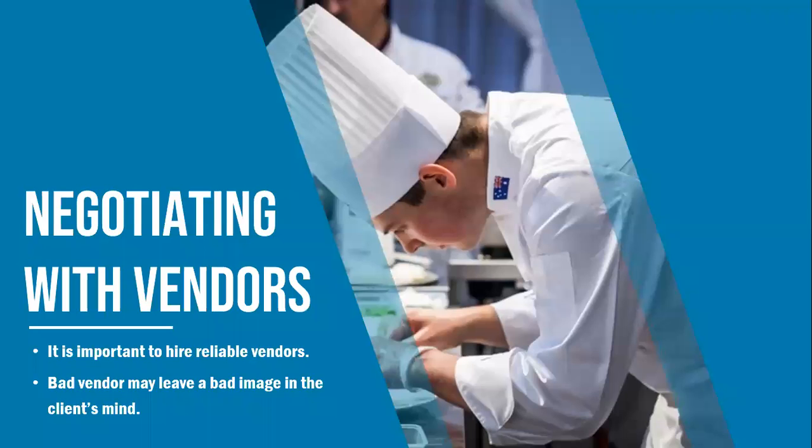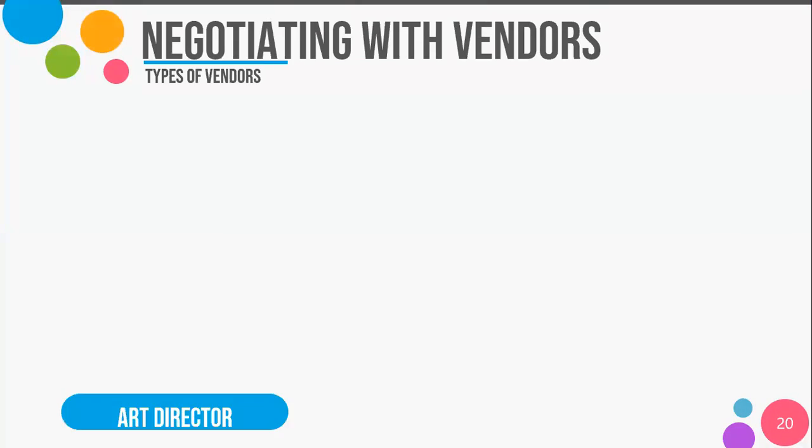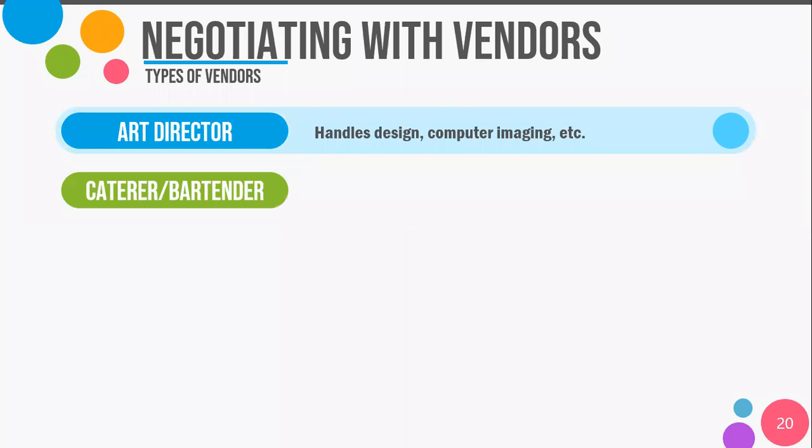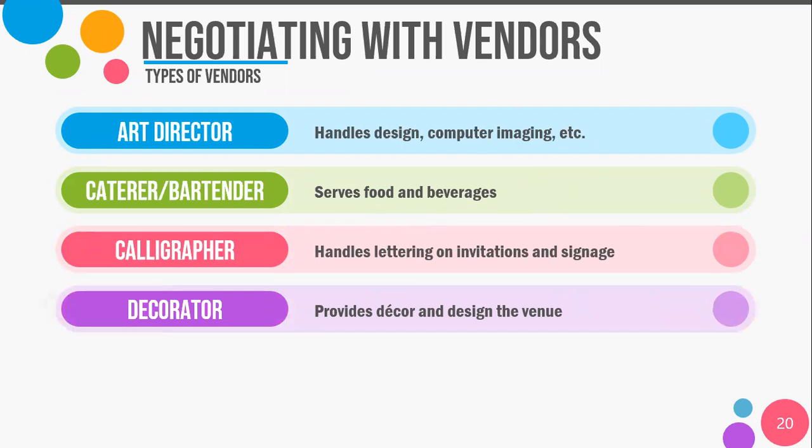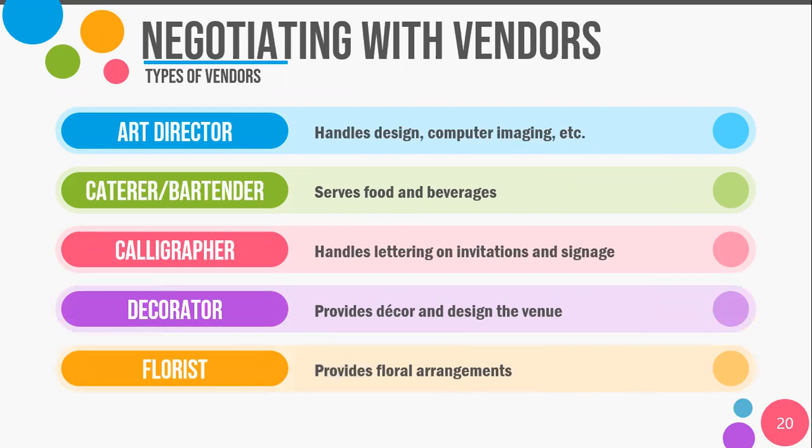It is important to have a reliable vendor, because if the vendor prepares the food wrong or gives a very bad service, you are the one who will be blamed. Okay, not the vendor, you as the event planner. A bad vendor may leave a bad image in the client's mind, because the client knows you as the mastermind for this event. So if you give a bad reputation through the vendor, then you will have a very bad image with the client.